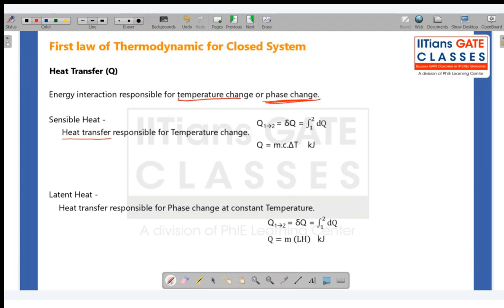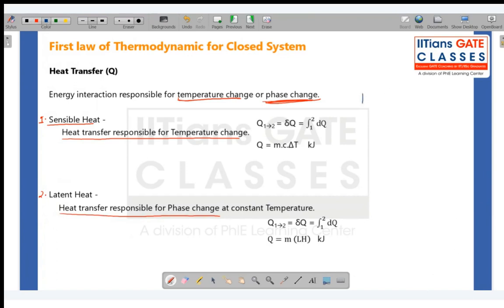Now, heat transfer that is responsible for temperature change is called sensible heat. Now, if heat transfer is causing phase change, then it is called latent heat.